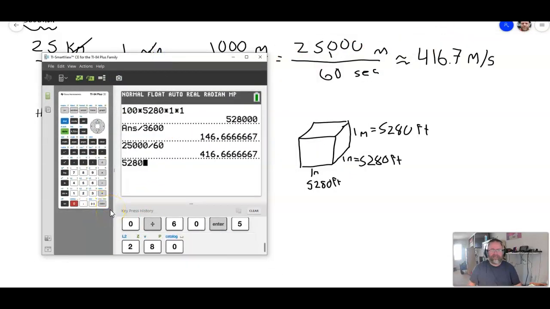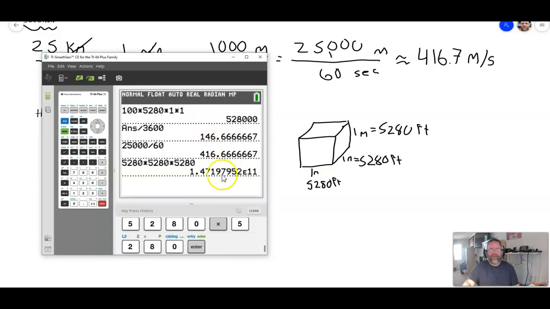5,280 times, oops, not divide, times 5,280 times 5,280. And we get this e to the 11th here. This means that we have to multiply that out or move the decimal place 11 places to the right, or I can write that in scientific notation. But let's go ahead and write it out right now.